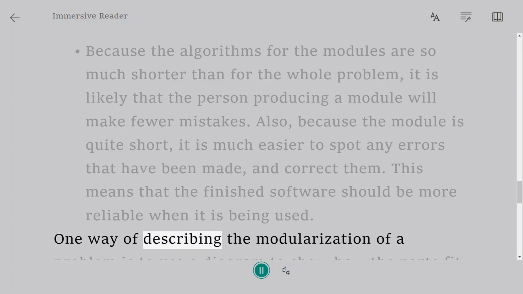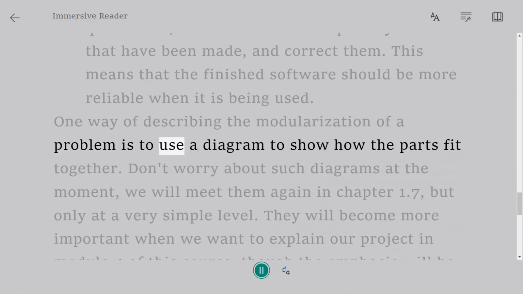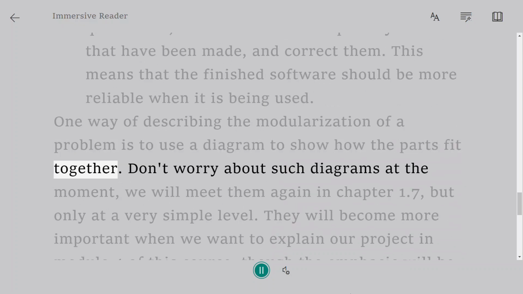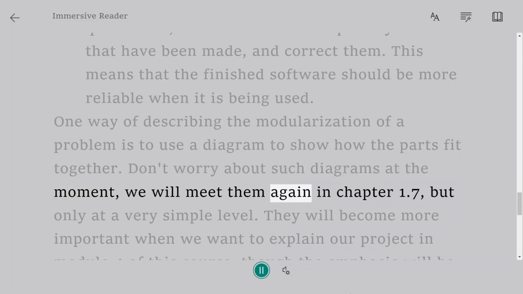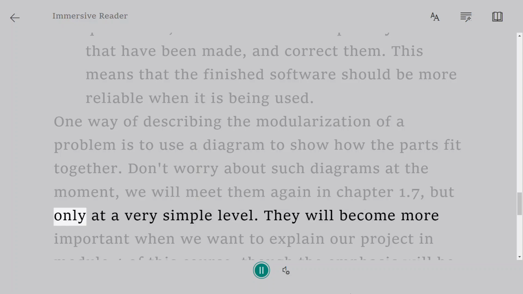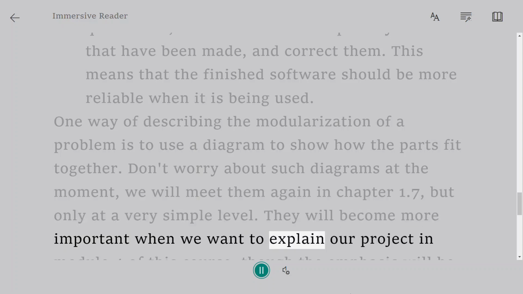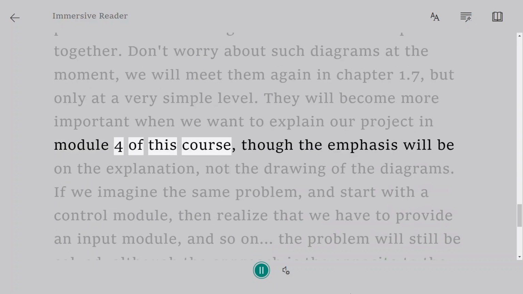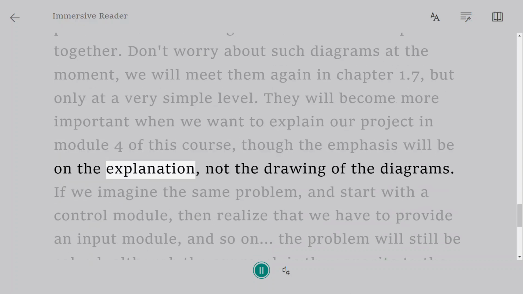One way of describing the modularization of a problem is to use a diagram to show how the parts fit together. Don't worry about such diagrams at the moment, we will meet them again in Chapter 1.7, but only at a very simple level. They will become more important when we want to explain our project in Module 4 of this course, though the emphasis will be on the explanation, not the drawing of the diagrams.